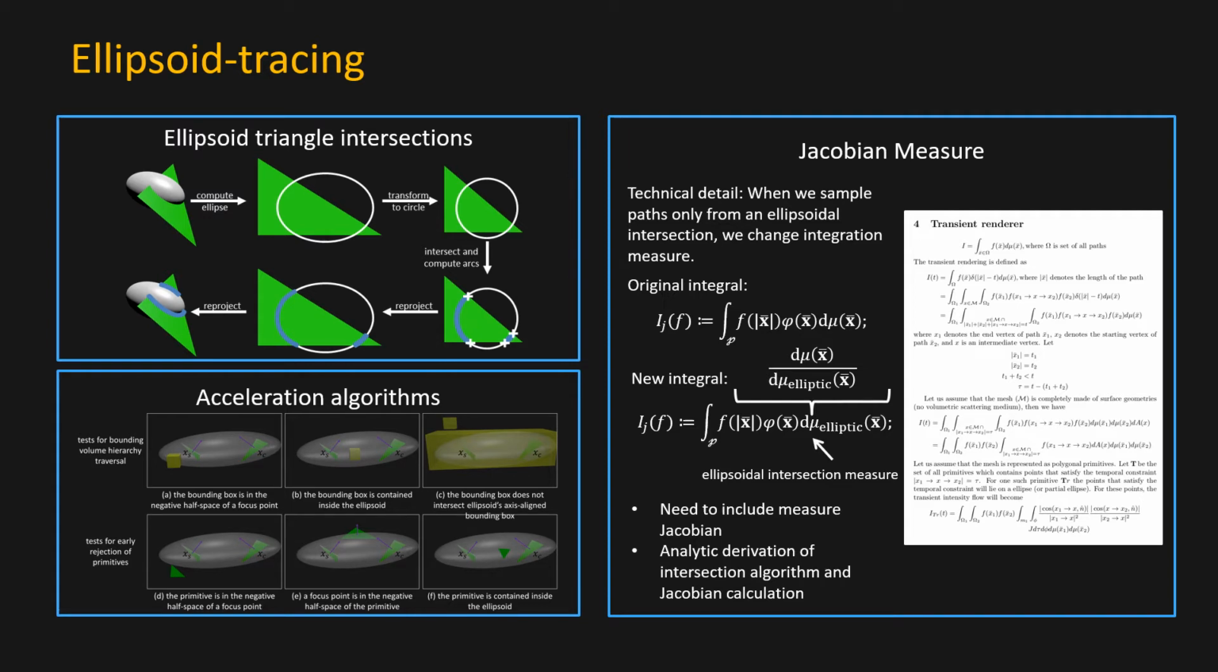We propose an ellipsoid triangle intersection algorithm and several accelerations to determine the locations of the ellipsoidal connections. We derived an analytical measure to compute the probability of making an ellipsoidal connection. Please refer to the paper and supplementary material for the details.